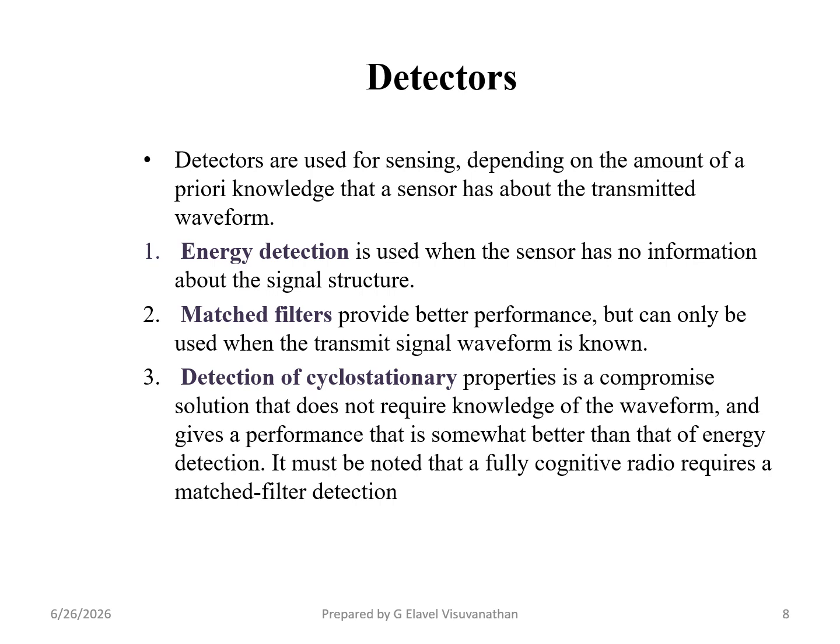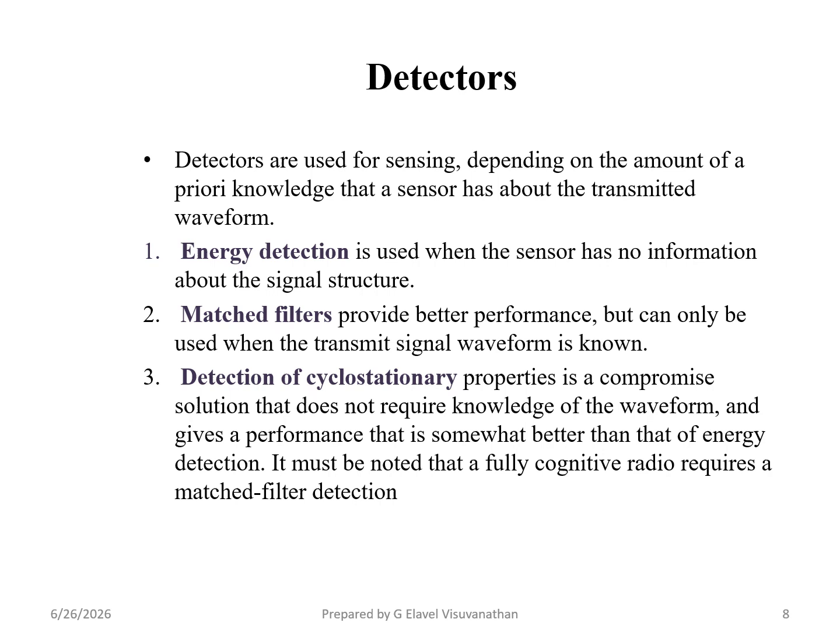Now we are going for detectors. The detectors are used for sensing depending upon the amount of prior knowledge that a sensor has about the transmitted wave. The detector will detect, it will sense, and also it will know the amount of prior knowledge that the sensor has about the transmitted wave. That was the purpose why we are going for a detector.